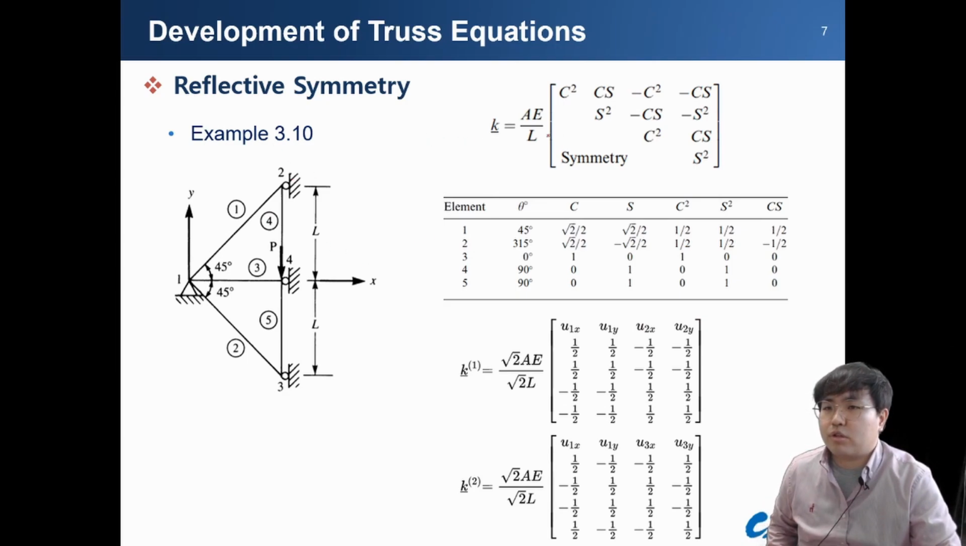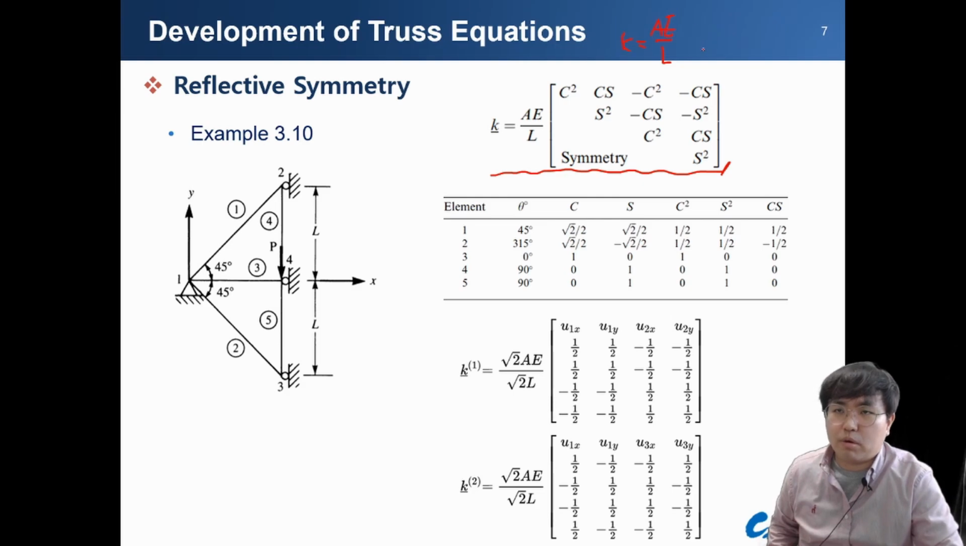Do you remember the result of the local stiffness matrices in the two-dimensional spaces? In the one-dimensional cases, it is AE over L times [1, -1; -1, 1]. This is the result. However, in the two-dimensional cases, we will use expanded matrices.